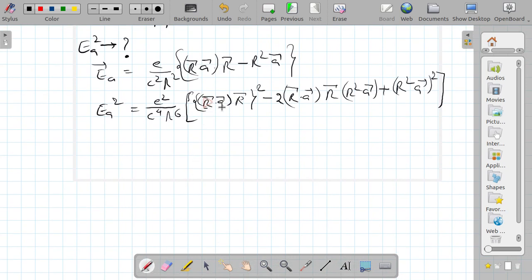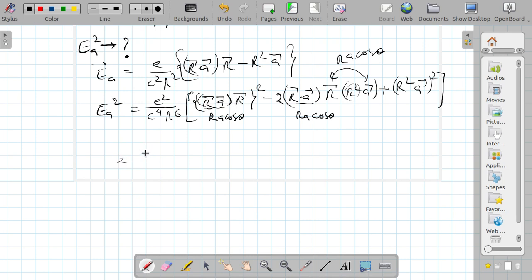This can be written as RA cos theta. This can also be written as RA cos theta. Similarly, if I take R square outside, then these two terms collectively can be written as RA cos theta. So this is RA cos theta, this is RA cos theta, so it is R square A square cos square theta. And it can be written as R square A square cos square theta into R square.